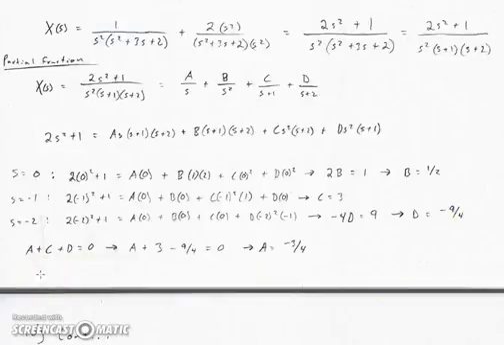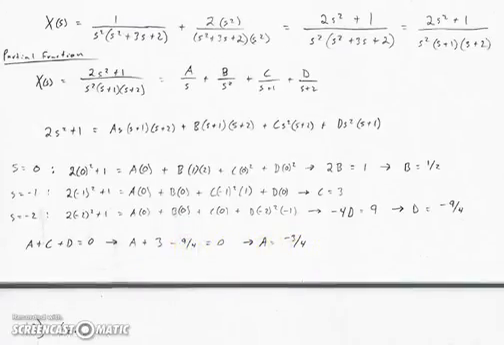And then for this last step to solve for A, you set the coefficients for the s cubed term, which is in A, C, and D. You have s cubed when you multiply this out. So that makes A plus C plus D equal to 0 because there's no s cubed terms on the left-hand side of the equation. So you sub in the values you already found for C and D, so you get A plus 3 minus 9/4 equals 0, which makes A equal to negative 3/4.